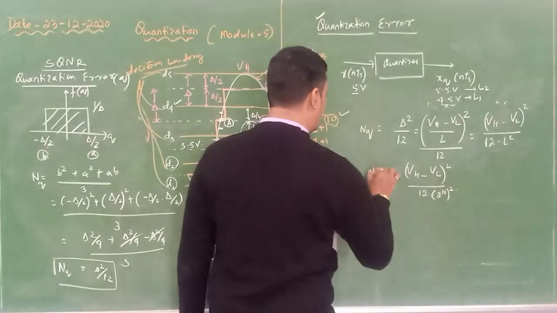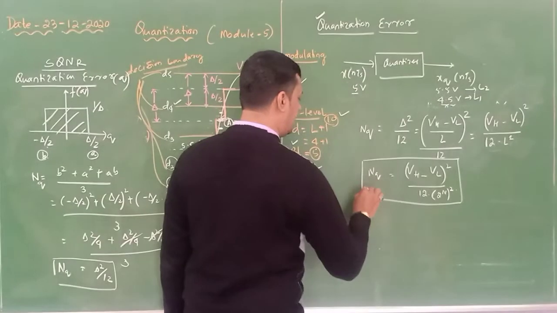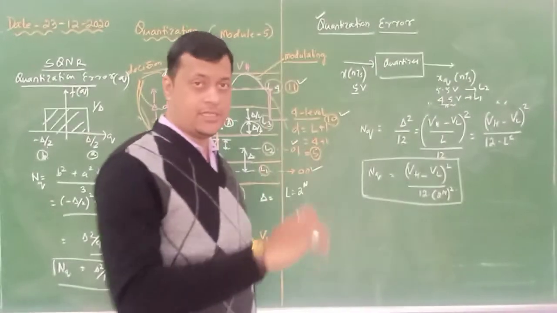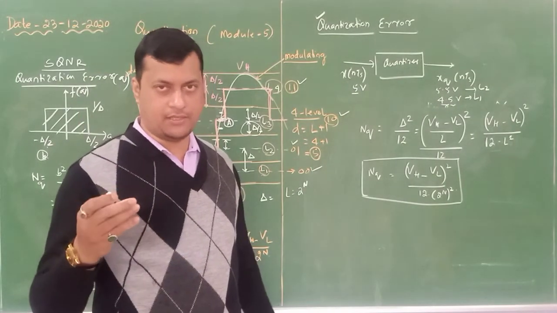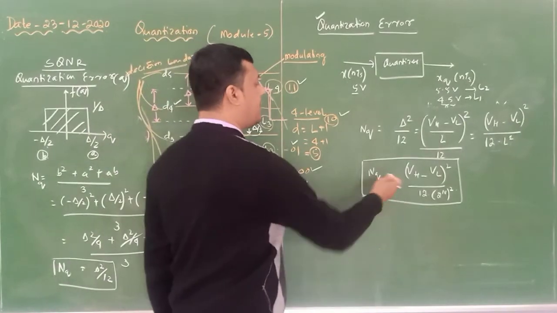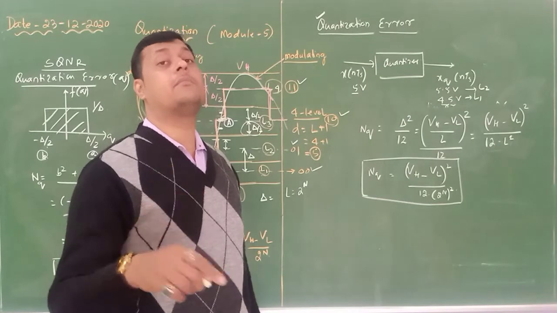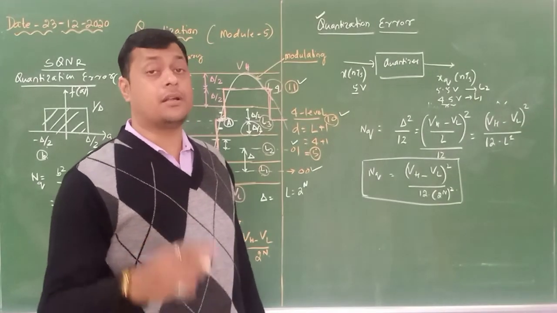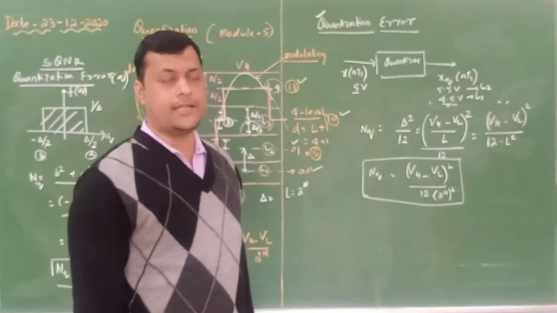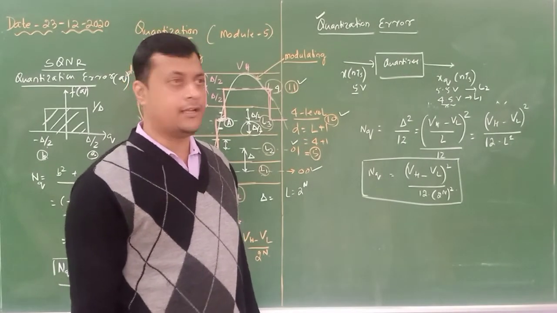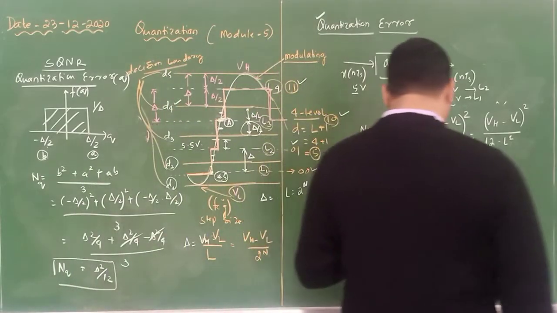So this is called quantization noise power. Now if your higher potential is given, lower potential is given, the peak to peak value of a particular signal, you can easily find out the quantization noise power. And that too, if the number of levels are given, you can directly substitute L square. You can directly substitute the value of L and you can determine your quantization noise power.